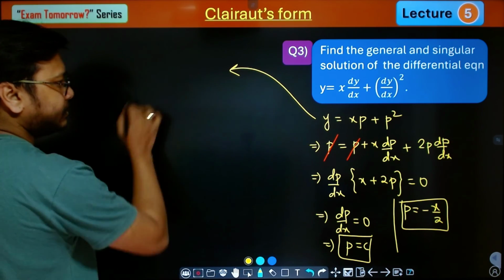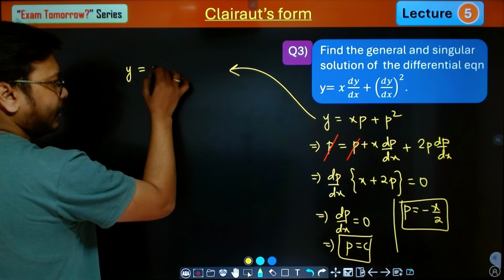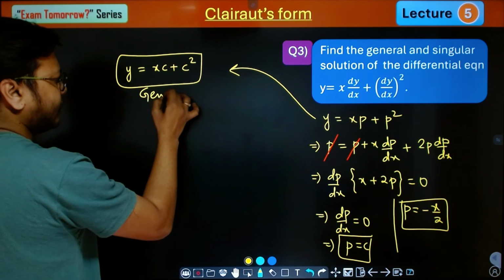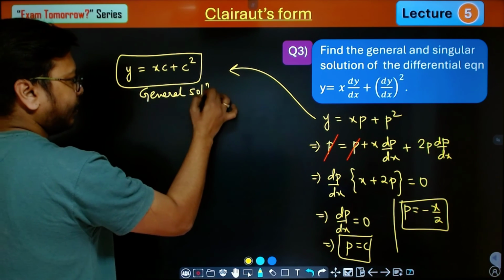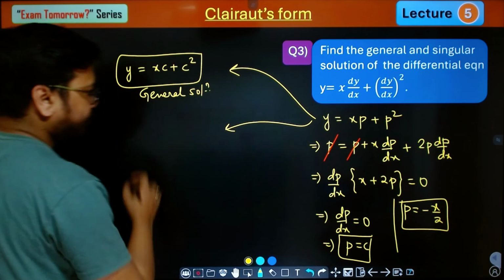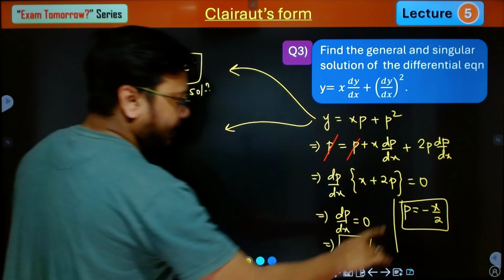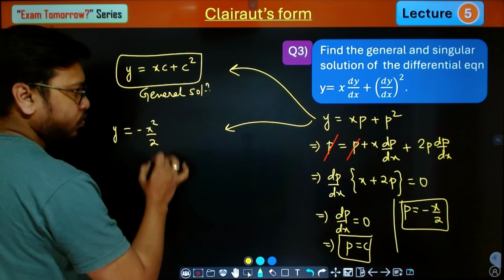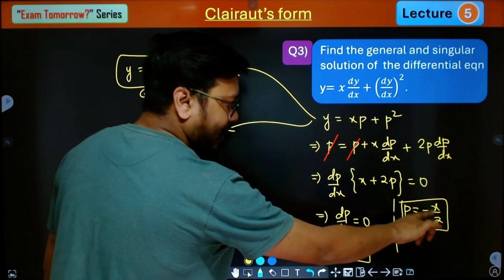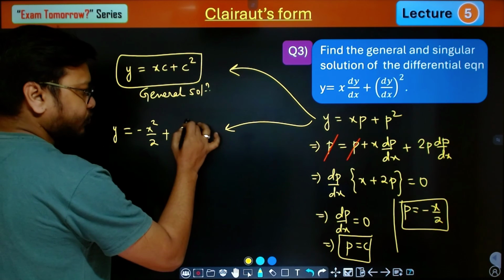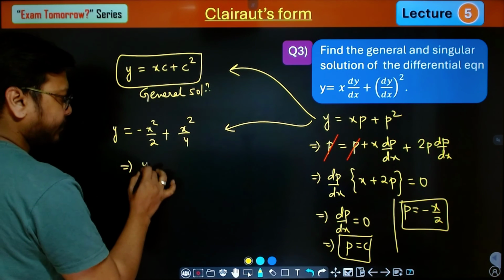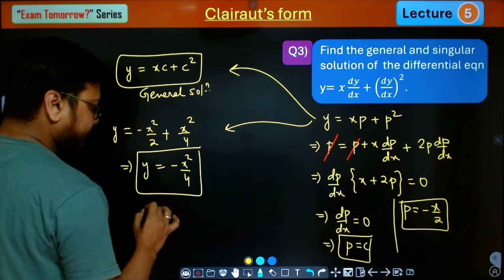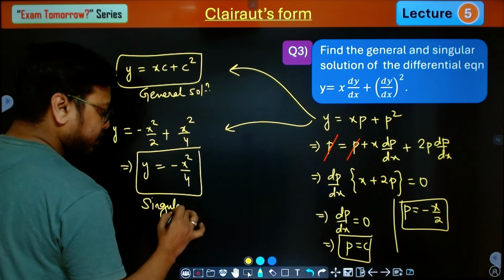If I put p equals c, I get y equals xc plus c square, and this is my general solution. And if I put the other thing, I get y equals x into p, that would be minus x square by 2, plus p square will be x square by 4, right? So this would be y equals minus x square by 4, and this is my singular solution.